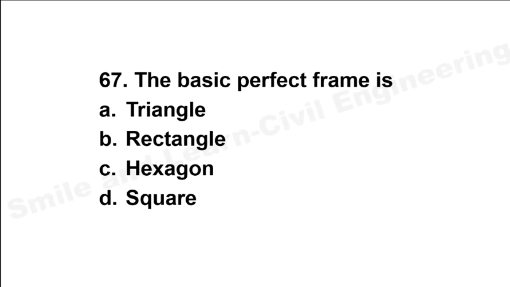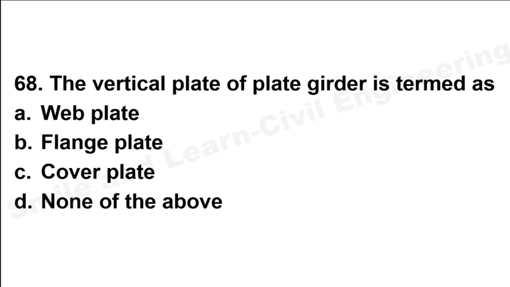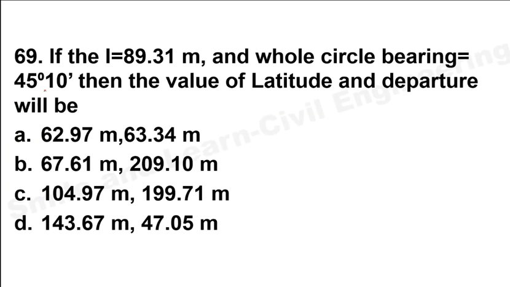Question number 67. Basic perfect frame is a triangle. Option A is the correct answer. Question number 68. Vertical plate of plate girder is termed as the web plate, and the horizontal plate is termed as the flange plate. We all know this answer.